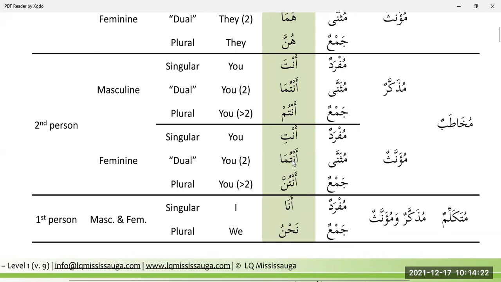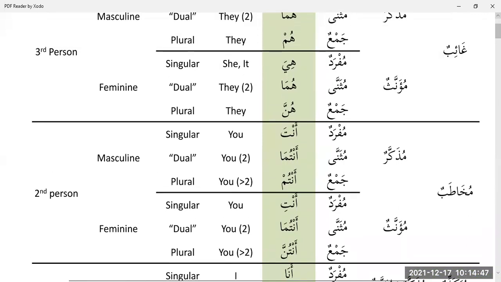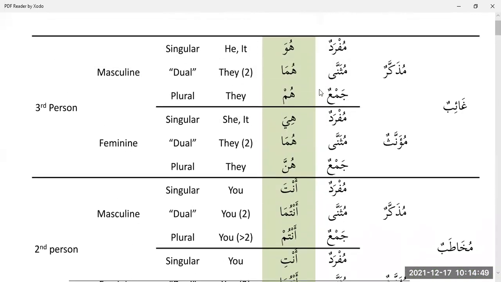Antuma is the same for masculine and feminine. So the dual of the feminine and masculine are the same. Muzakkar musanna is antuma and muannas musanna is also antuma. And you see up there in the ghaib, in the third person, muzakkar musanna is huma, muannas musanna is also huma.